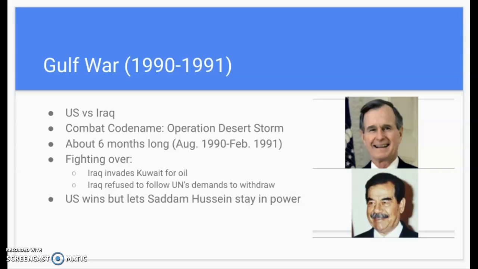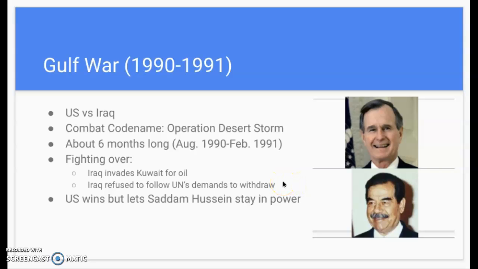Let's look at the Gulf War first. It happened from August 1990 to February 1991. Its combat code name was Operation Desert Storm. The leaders at this time were President George Bush Sr. and Saddam Hussein. The war was fought over Iraq invading Kuwait for oil, and Iraq refusing to follow the UN's demands to withdraw from Kuwait or get out of Kuwait.